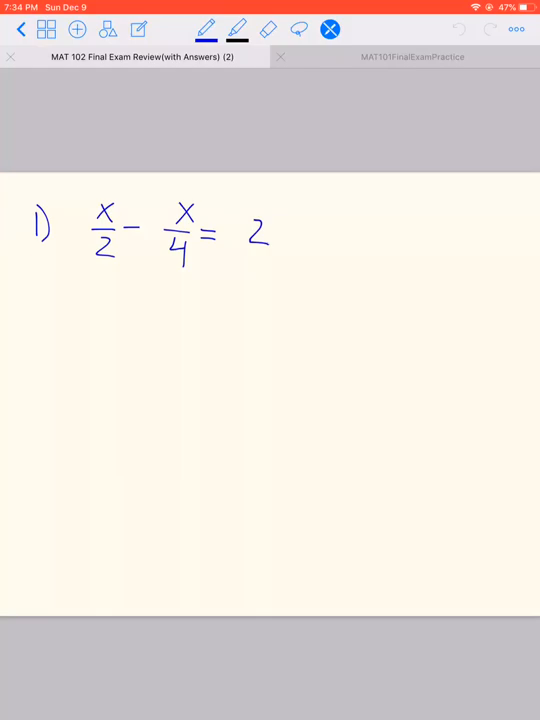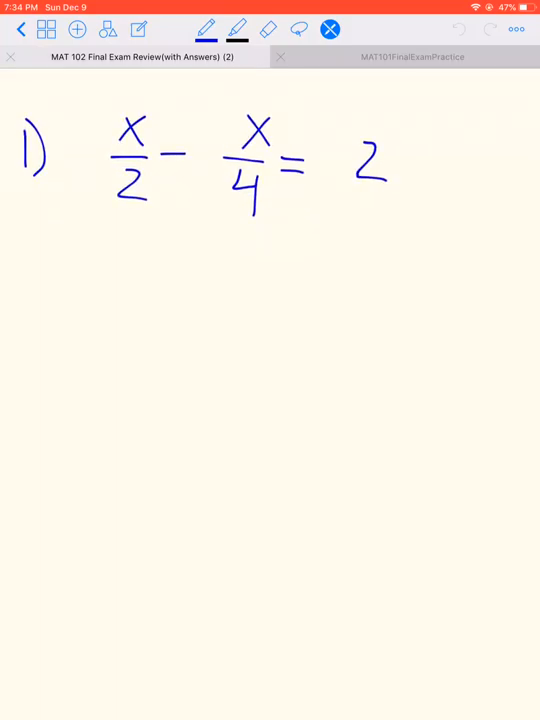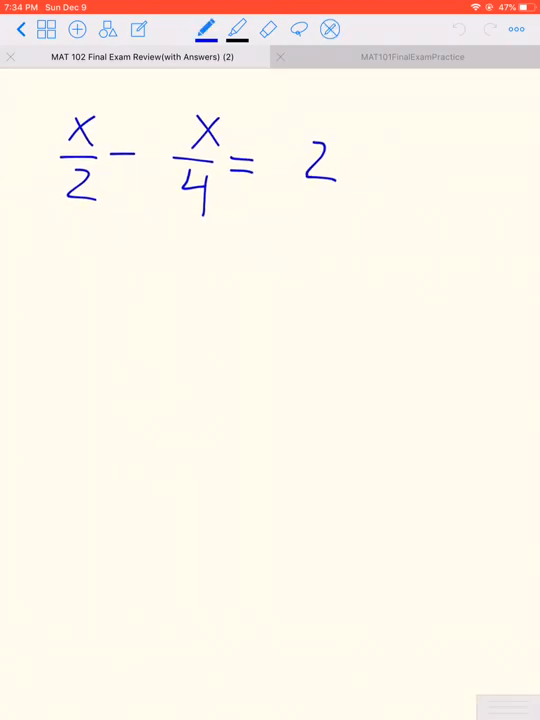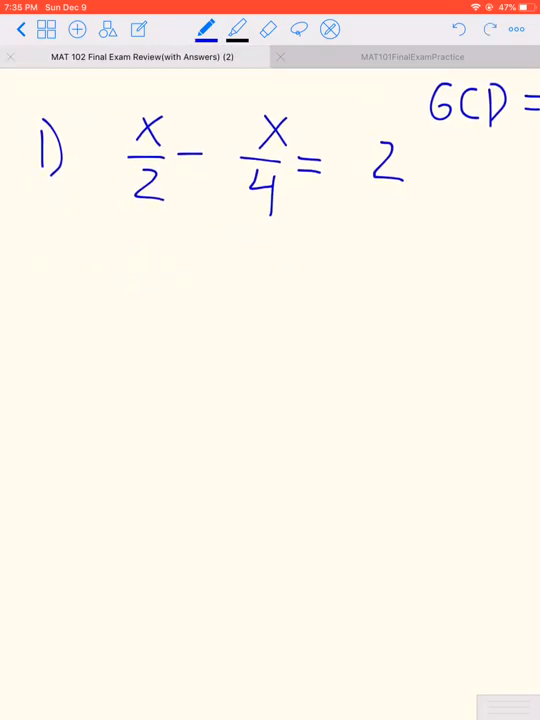The first question asks us to solve this equation, x over 2 minus x over 4 equals 2. This is one of our fractional equations. The basic idea is you want to multiply every single term in the equation by the greatest common divisor. Here our fractions have denominators of 2 and 4, so the GCD would be 4. So what I'm going to do is multiply every single term by 4.